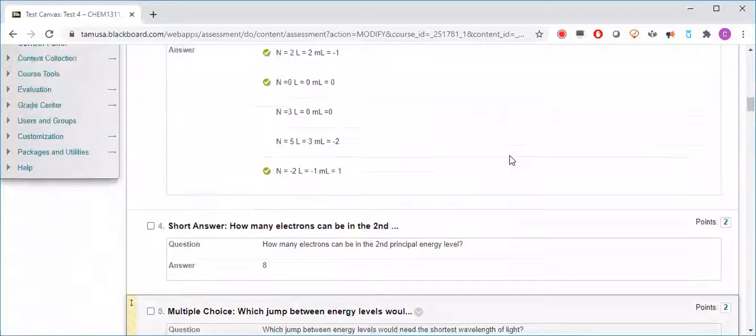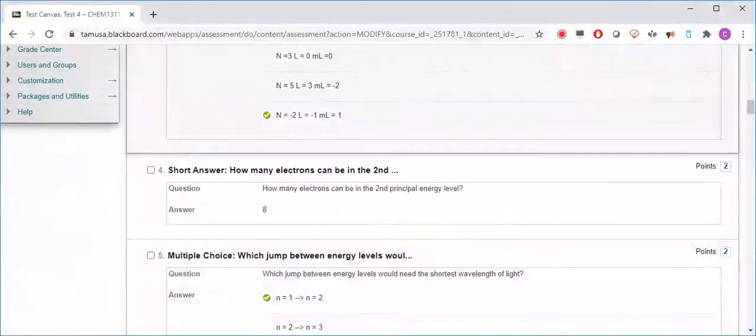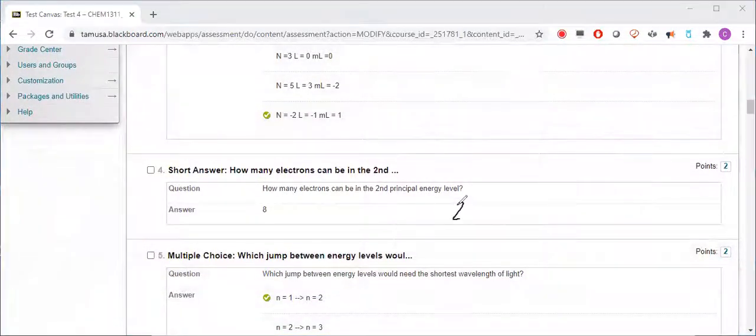So next one, how many electrons can be in the second principal energy level? So we have the 2s orbital, the 2p orbital, 2s2, 2p6. 2 plus 6 is 8.